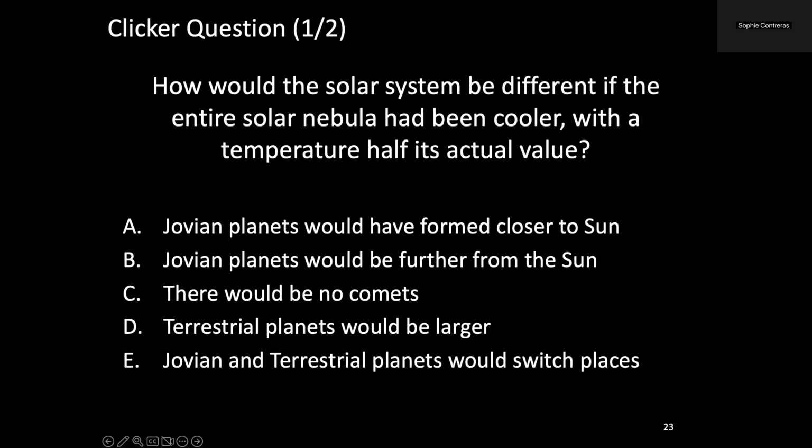Everyone got their vote in there? Final votes on 5, 4, 3, 2, 1. Okay. Folks did not like this one.